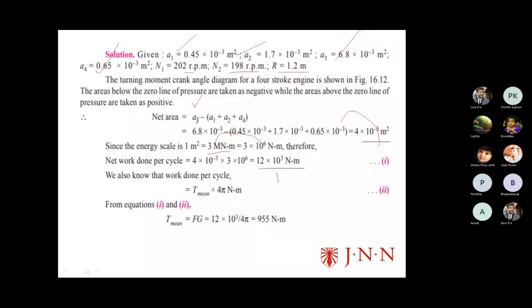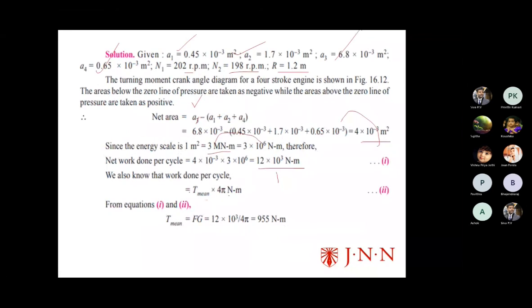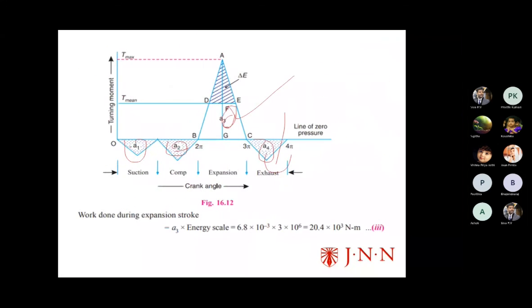So the net work done per cycle equals T mean into 4 pi. Up to 4 pi we consider the work done. So finally T mean equal to 12 into 10 power 3 divided by 4 pi. So we got 955 Newton meter. This is the value.